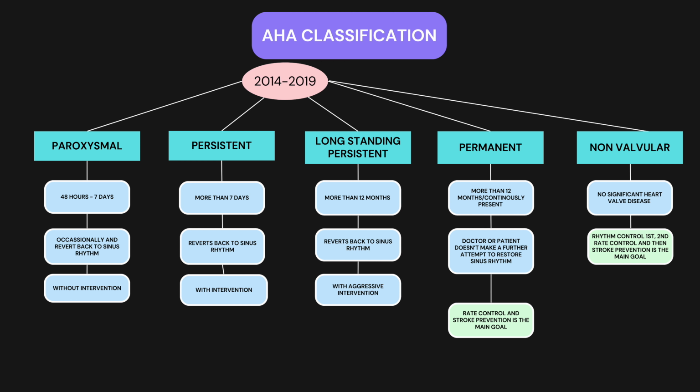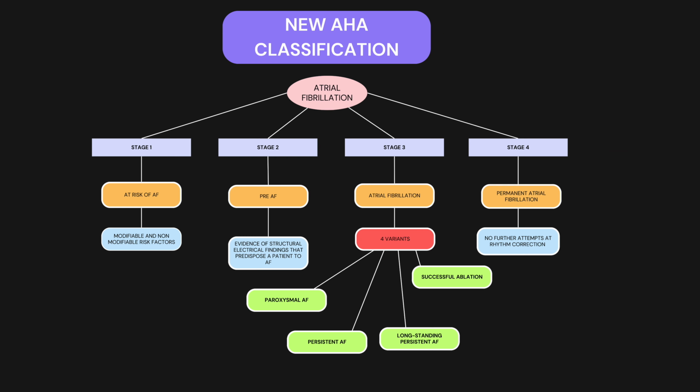So now this was the old one. This isn't the new one. The new one is fairly simple, but here it is. It's basically divided now into 4 stages. The first one is you are at risk of atrial fibrillation. So this basically refers to modifiable and non-modifiable risk factors.